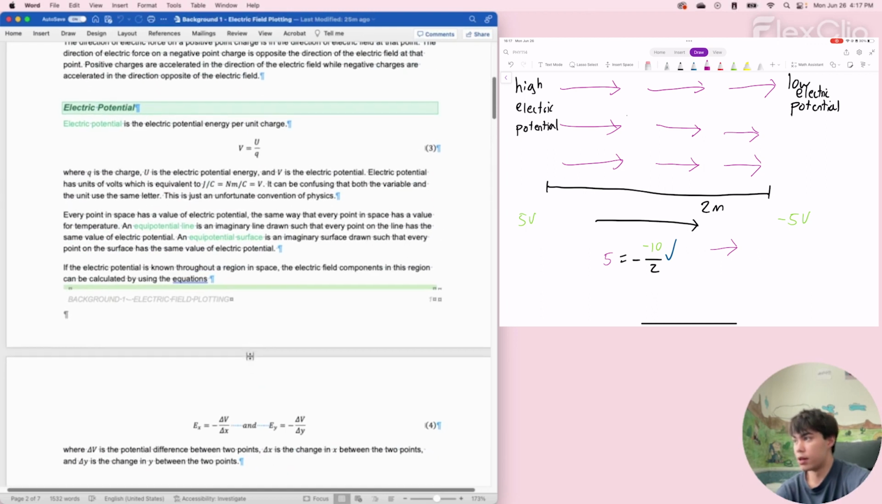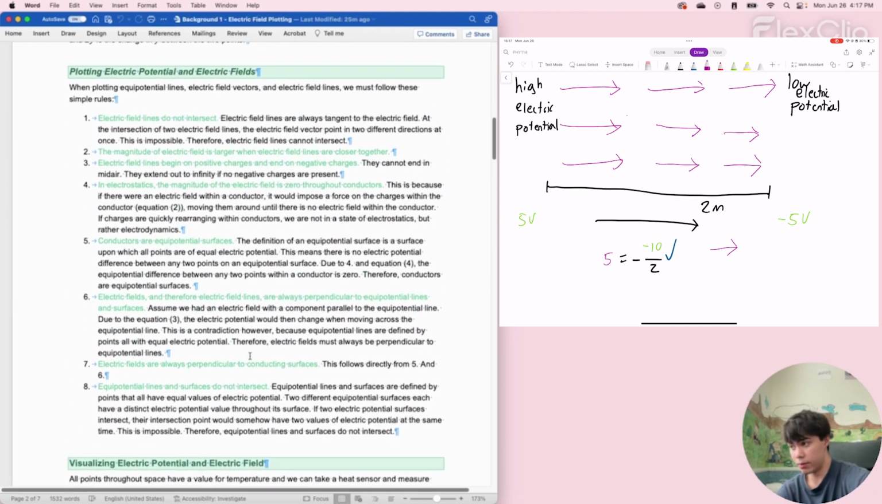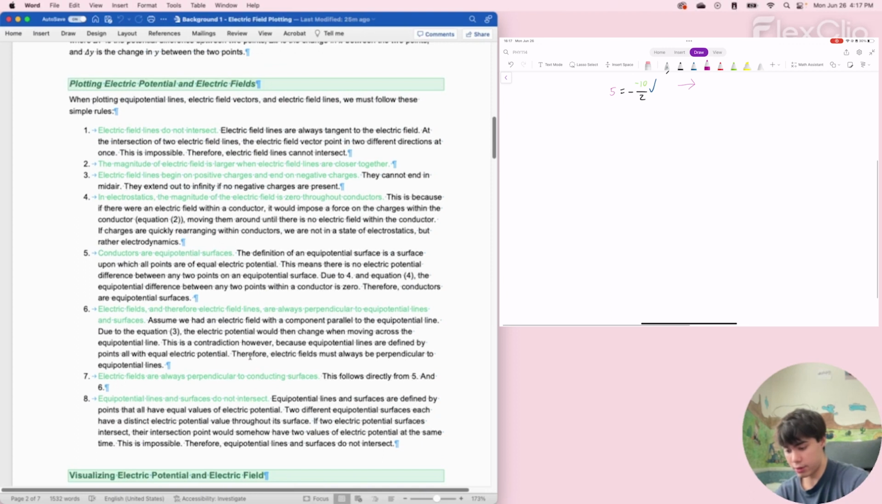So that's kind of a lot, pretty fast, but you'll get more review in the actual class itself. So this gives us some rules. Electric field lines do not intersect.